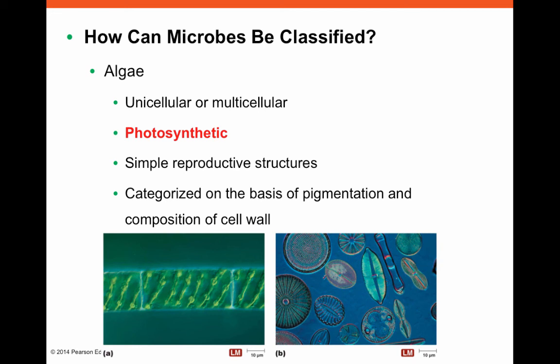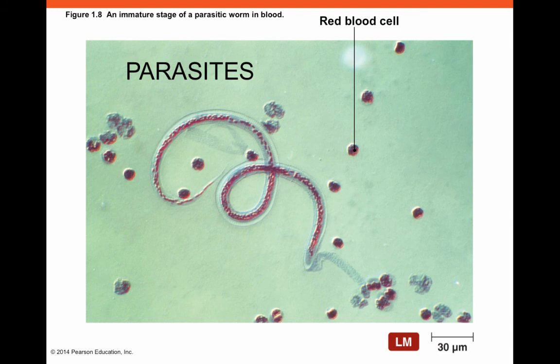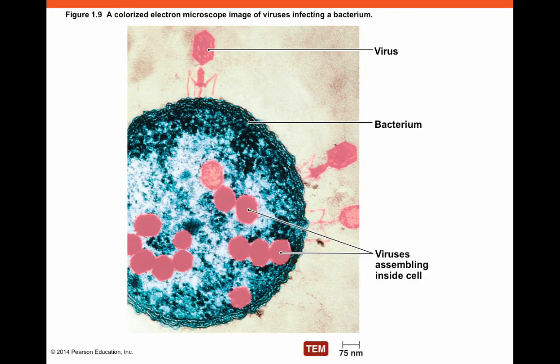Algae, their claim to fame is photosynthesis. They are capable of using the sunlight to make energy, but they're not plants, they're algae. Here's a parasite. This is a nice worm infecting an animal because you see a red blood cell. This is a virus. So while we saw that many bacteria can fit inside of an animal cell, many viruses can fit inside even a bacterial cell. We can't see viruses with a light microscope.